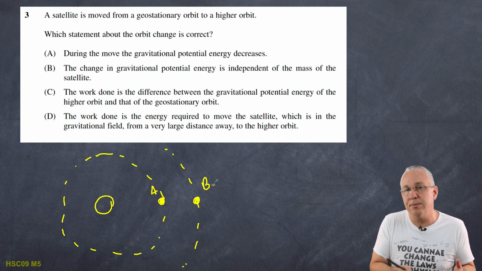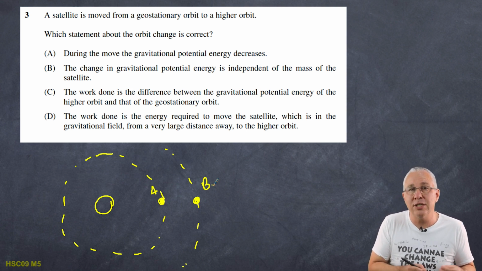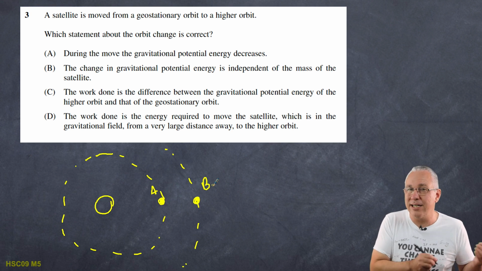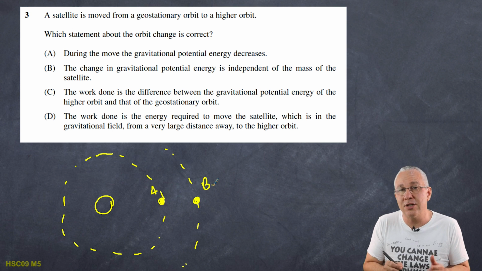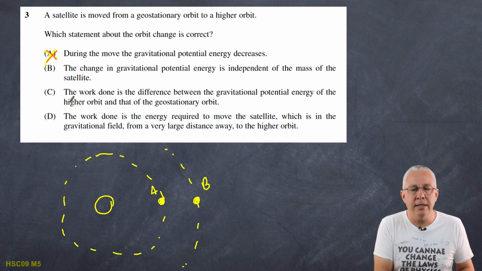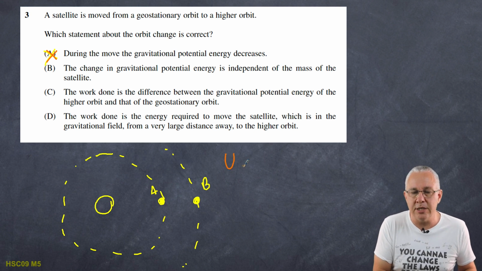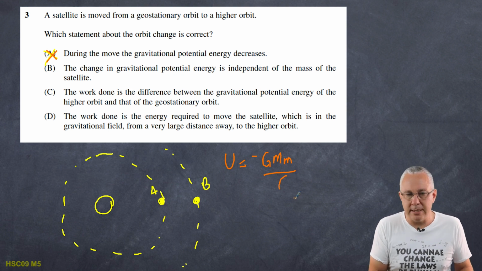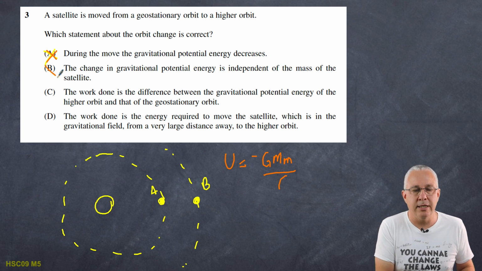So we've got what? During the move, the gravitational potential energy decreases. Well, I've just said that's not true. It actually gets stronger because at a point of infinity, it's 0. These are all negative values, and so therefore it actually has a larger value at B. So therefore A is incorrect. If we go to B, the change in gravitational potential energy is independent of the mass. Well, the gravitational energy is equal to negative G Mm over r. Both masses are there, both the satellite and the mass of the Earth, so therefore B is incorrect.